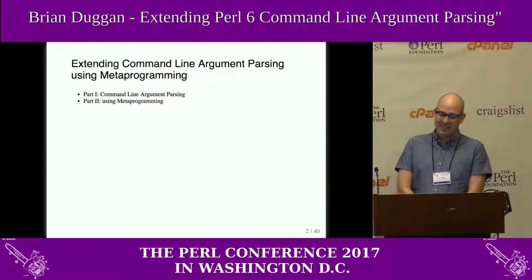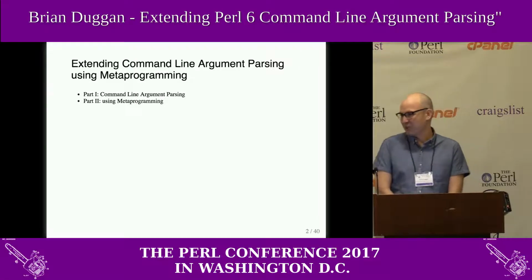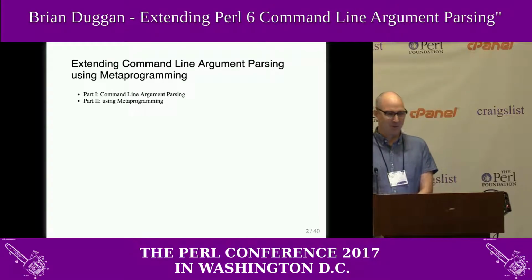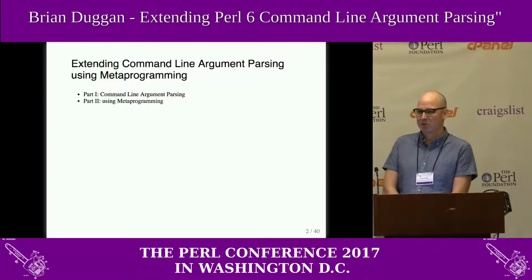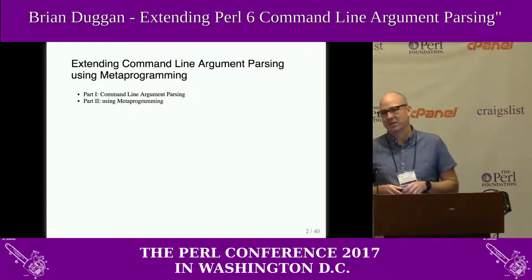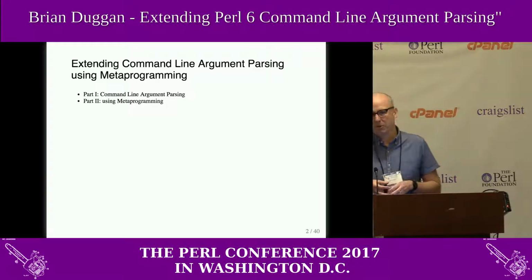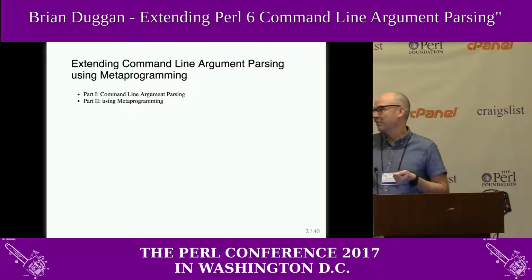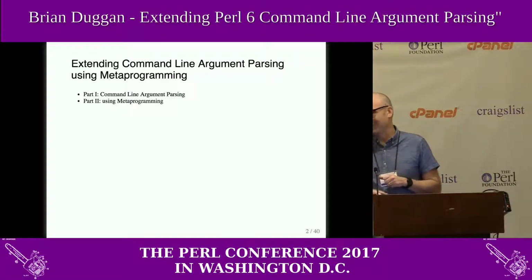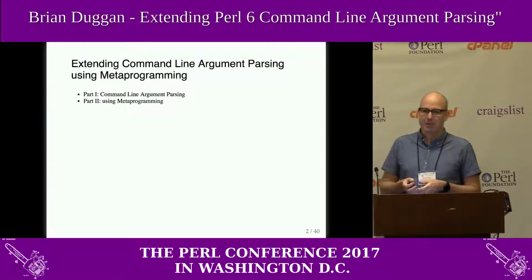Okay, so I'm going to divide this talk into two parts. The first one will be about the built-in command line argument parsing functionality in Perl 6. And then the second part is going to be extending that using metaprogramming, by which I mean dealing with functions and subroutines and signatures as first-class objects and getting some information about them.